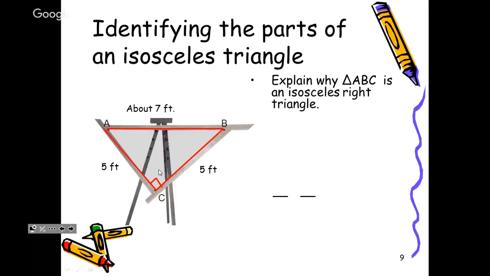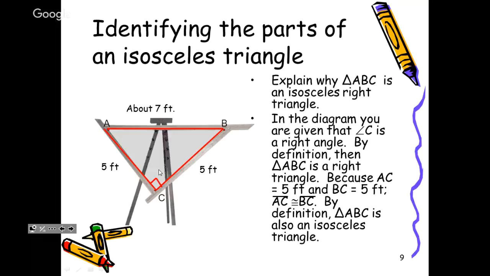So we're going to get an example here and say, okay, identify the parts of the isosceles triangle. Explain why triangle ABC is an isosceles right triangle. What you see here is two things. You've got to show it's isosceles, and you've got to show it's a right triangle. We know it's isosceles because AC and BC are both 5 feet. Since they are equal, they are congruent, which makes it isosceles. And AC and BC are perpendicular to each other because they form the right angle at angle C. Therefore, it is a right angle. So by definition, it is a right isosceles triangle.